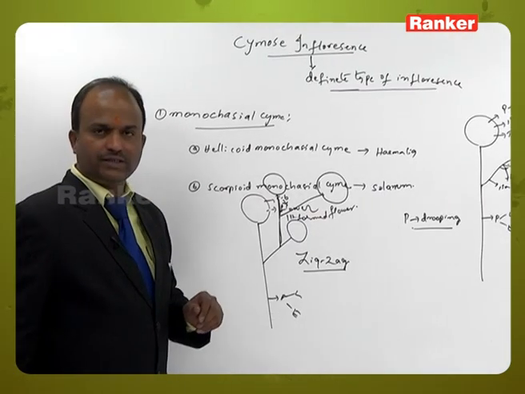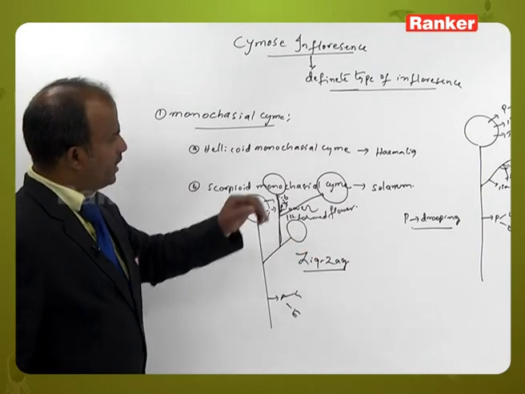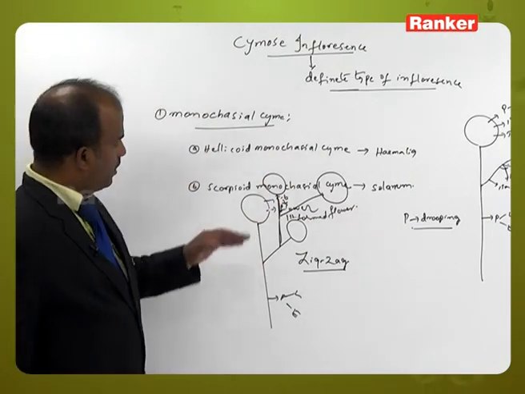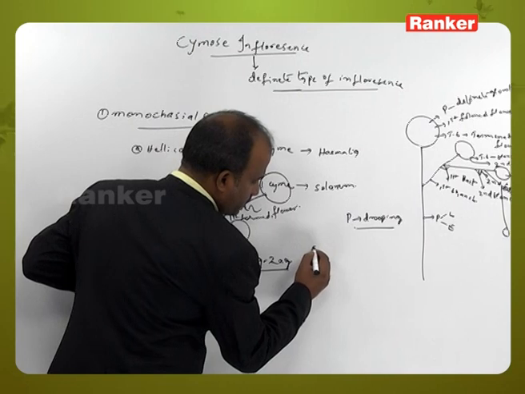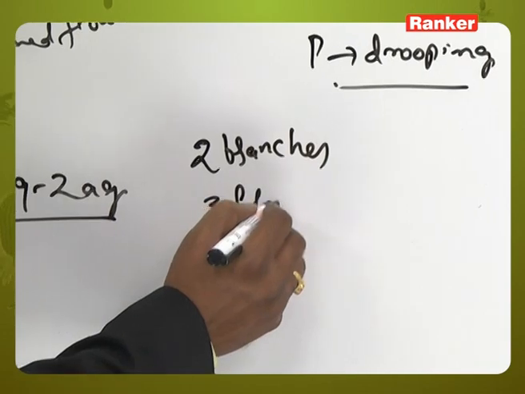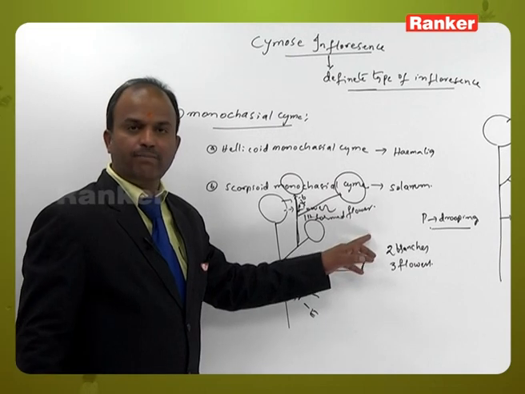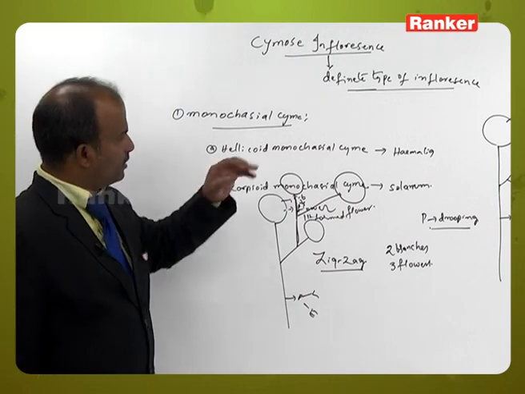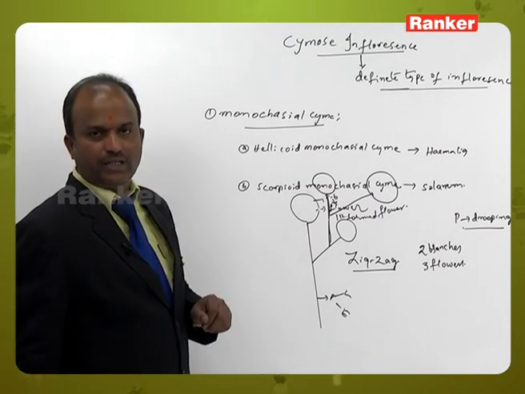Minimum number of branches, minimum number of flowers, in order to identify helicoid monochasial cyme or scorpioid monochasial cyme. How many branches are required? 2 branches. And how many flowers are required? 3 flowers are required. Minimum number of branches and flowers, in order to recognize whether the monochasial cyme is helicoid type or scorpioid type. Simple.